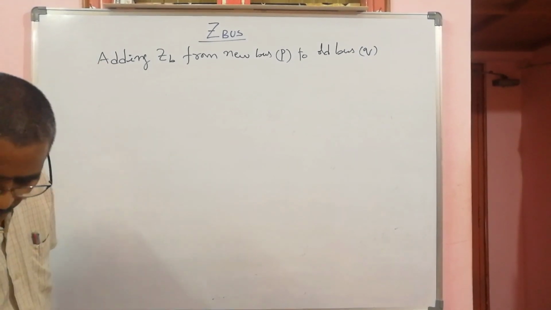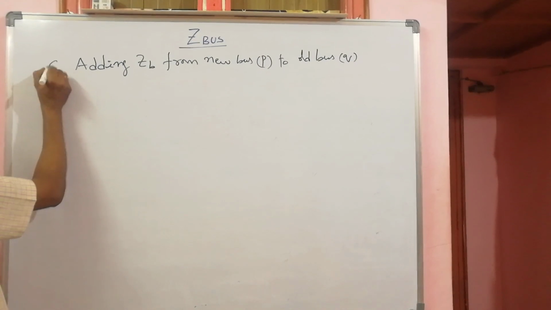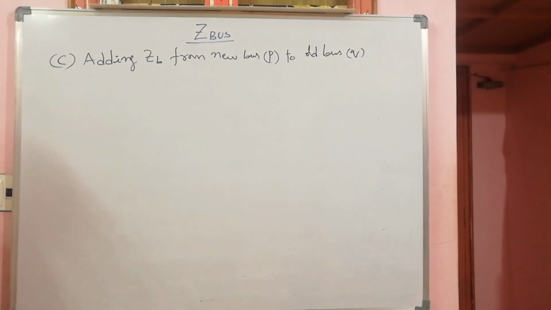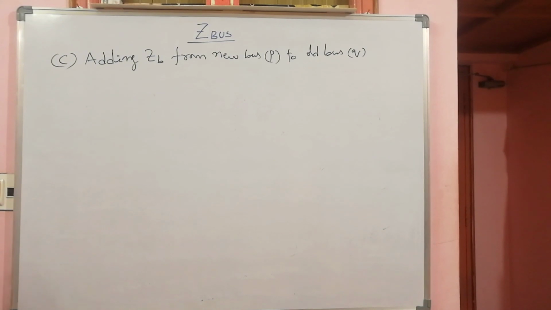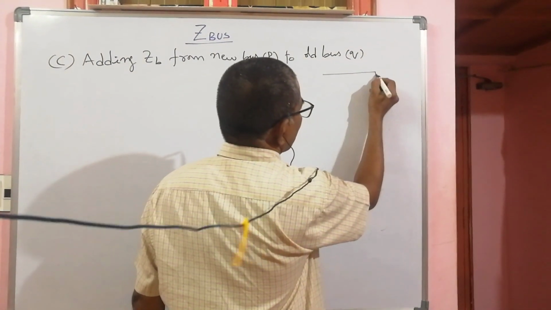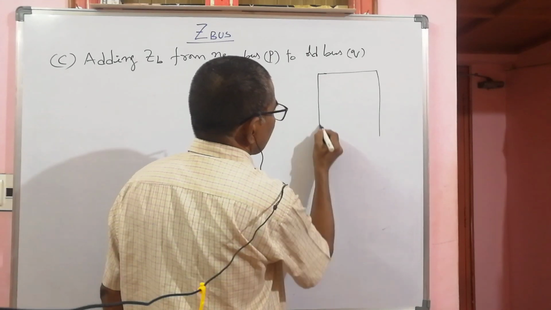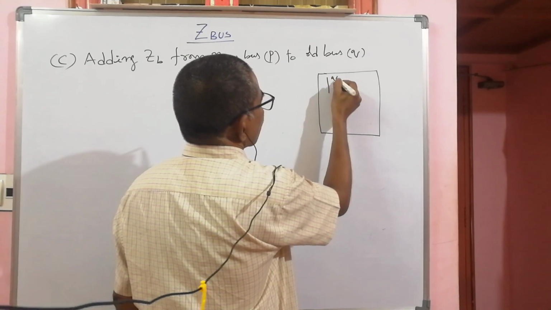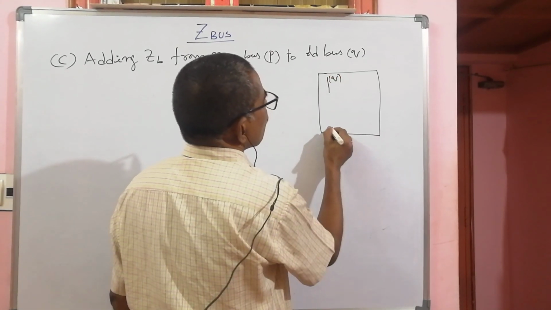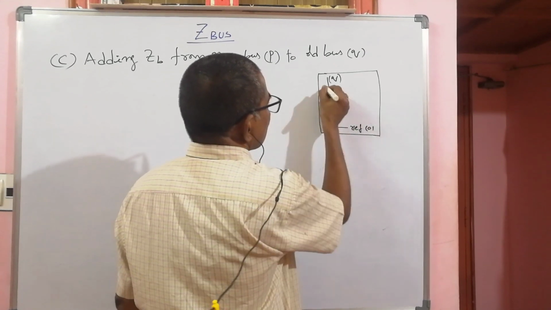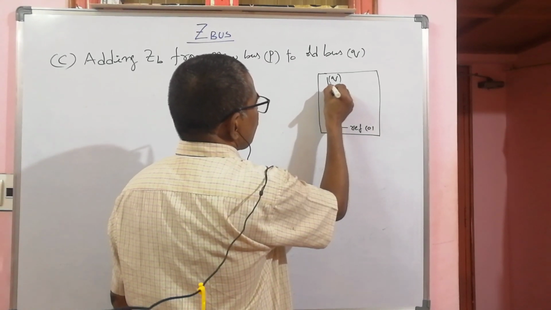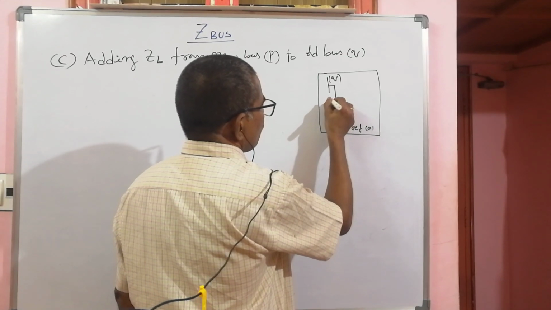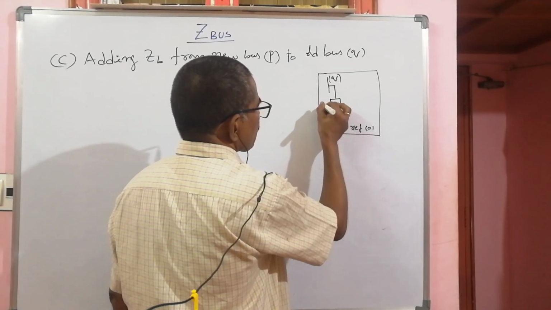Then third, case C. What is case C? Adding ZB from existing bus to reference. Existing bus is Q or old bus to reference. We are adding ZB between existing bus to reference.